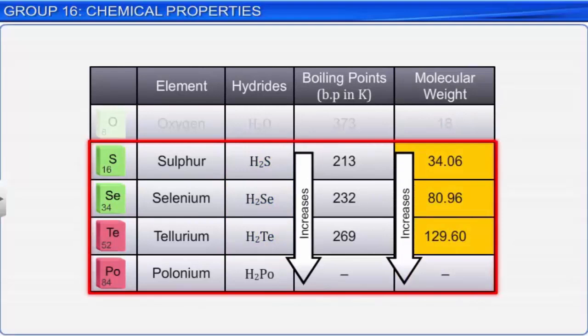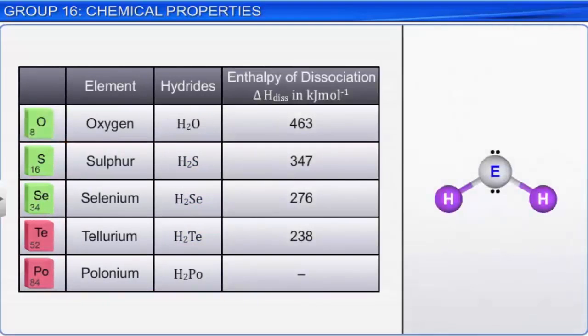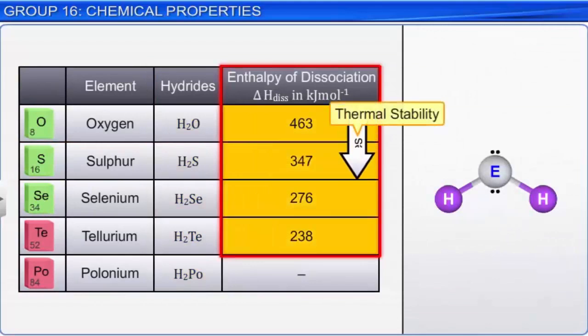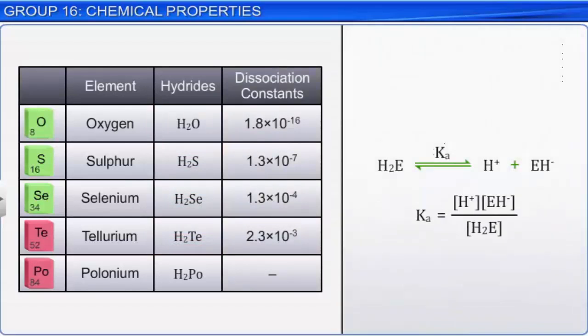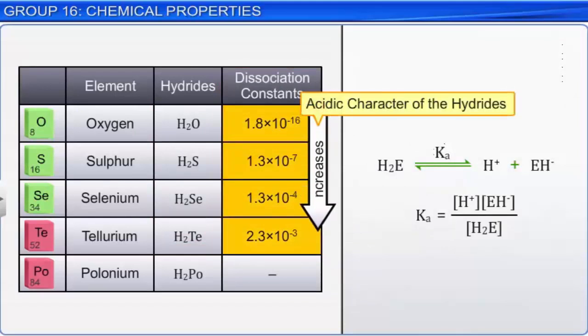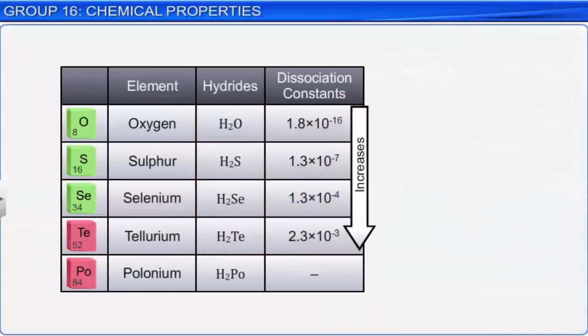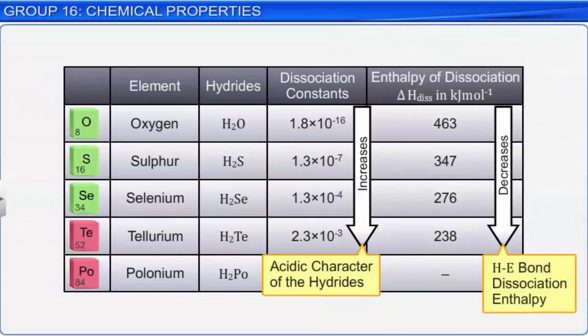The thermal stability of these hydrides decreases with a decrease in the bond dissociation enthalpy of the H-E bond from H2O to H2Te. As can be seen from the dissociation constant values, the acidic character of the hydrides increases from H2O to H2Te. The increase in acidic character is due to the decrease in the H-E bond dissociation enthalpy from H2O to H2Te.